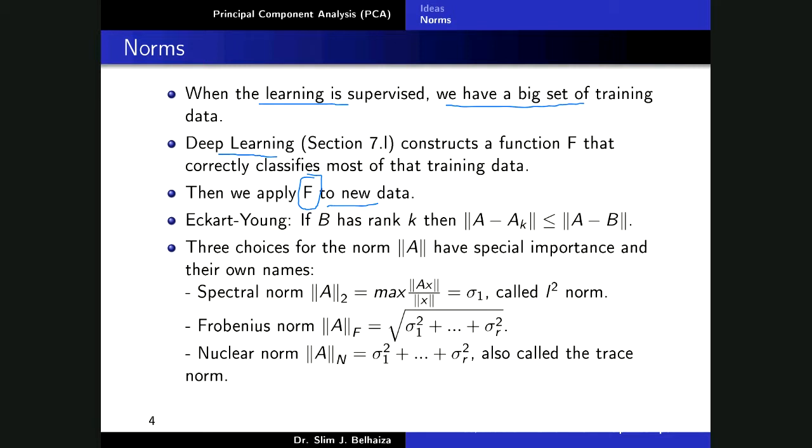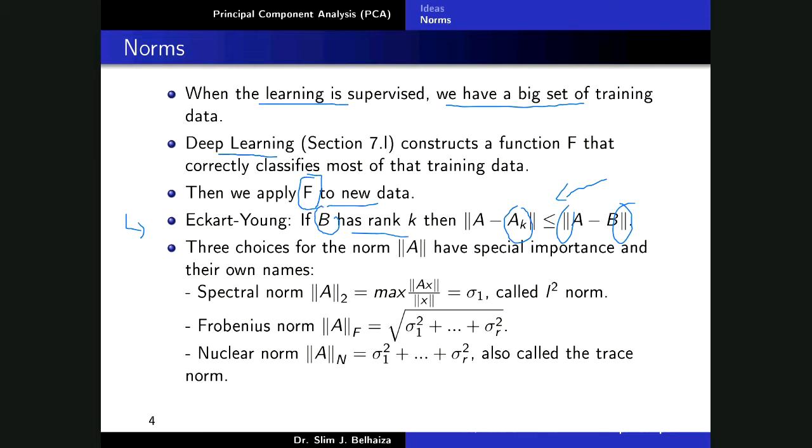Okay. So we said in the previous lecture that Eckart-Young proved that if B has a rank K, then for sure that A_K, which uses the singular value decomposition, is the best approximation of rank K of A. So whatever other matrix of rank K, its distance from A is larger. And here we have to define what the norm is, because there are different norms. Okay, and this is the last thing we'll see today, inshallah.